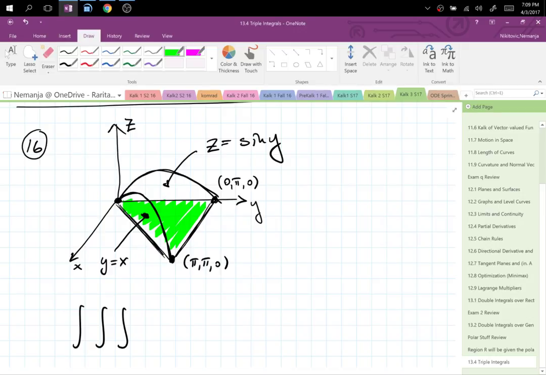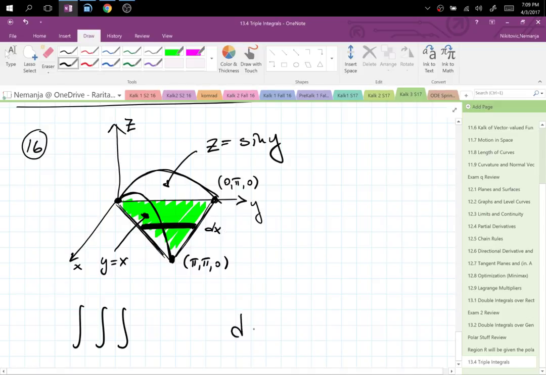All right, let's take a look at this problem together. I'm going to draw a representative rectangle dx, which is going to be parallel with the y-axis, perpendicular to the x-axis. And that's my dx.